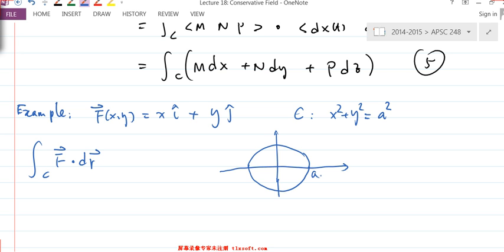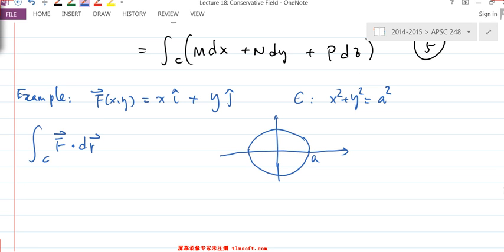Okay, so we want to integrate this line integral over curve C. The vector field is x, y. If you plot it out, it's pointing outward, and as it goes outward, the magnitude of the vector starts to increase. It's that kind of vector field.